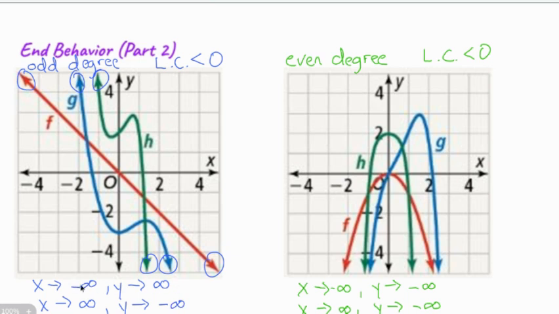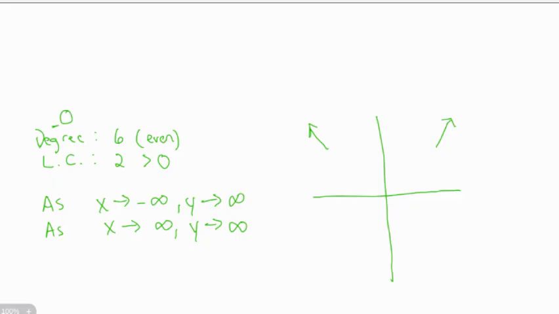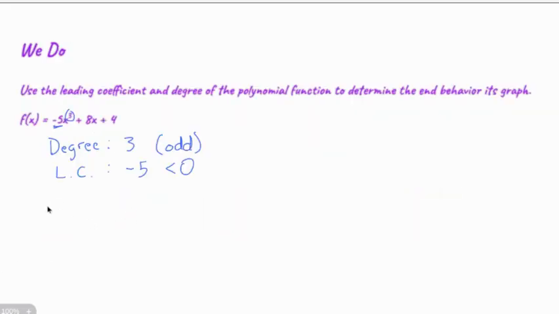Basically, as x goes to negative infinity, y is going to positive infinity. X goes to infinity, y is going to negative infinity. So let's write that down: as x approaches negative infinity, y approaches positive infinity. As x approaches positive infinity, y goes to negative infinity.